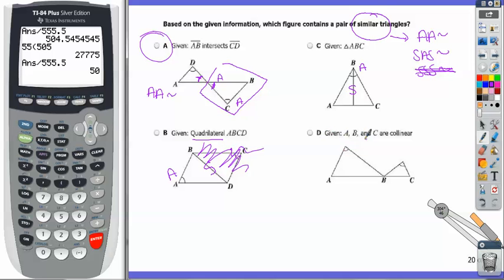Now, letter D. I wonder about these angles. Can they be equal? They could, but I don't know that for sure. They're not vertical angles, so I really don't know anything about them. All that I have is one angle. I don't even have a side, or sides being proportional. So my answer is A.